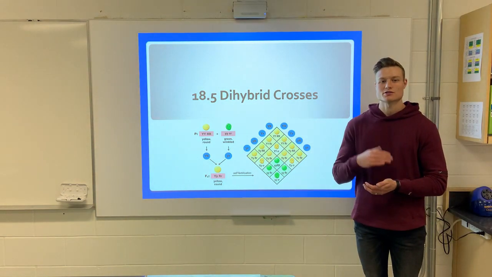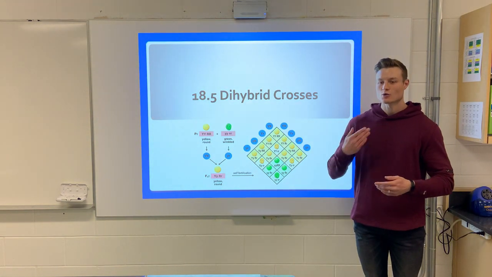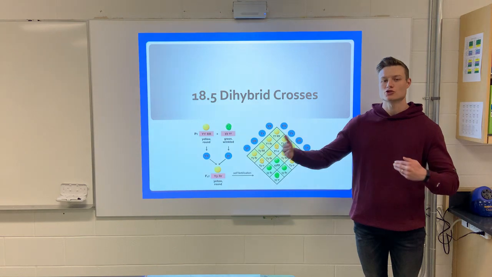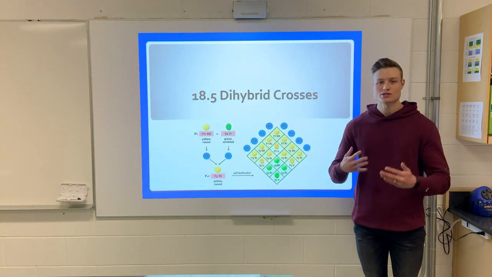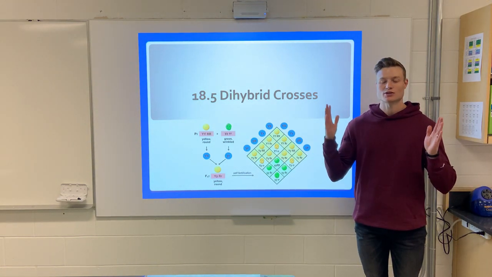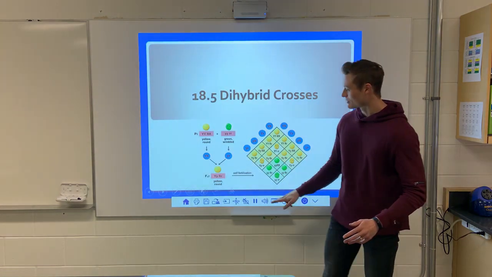We've done some crosses looking at one singular trait. We're now going to look at a cross that includes two traits. All of the rules still apply, but now we're going to do a bigger Punnett square because of it.